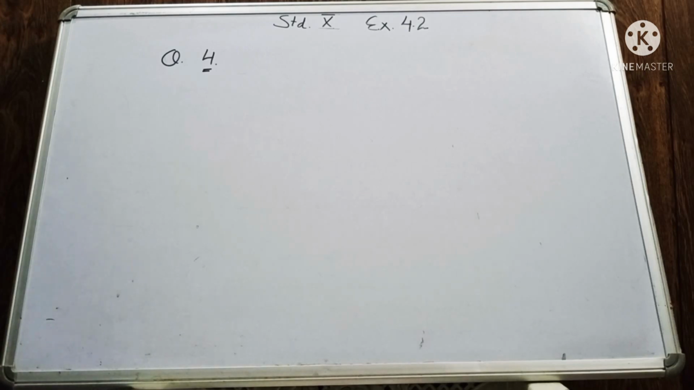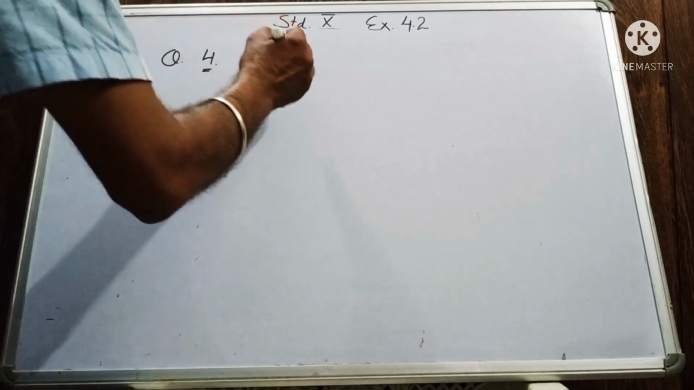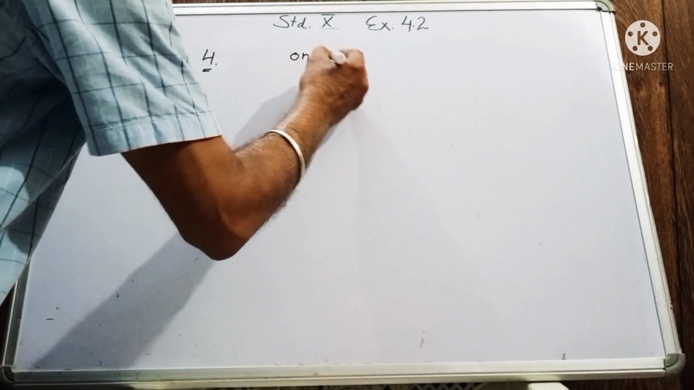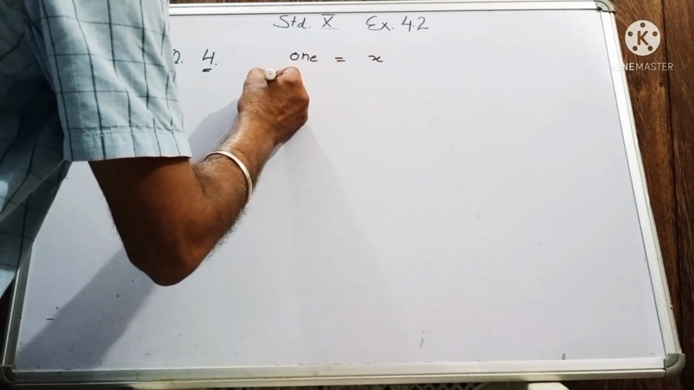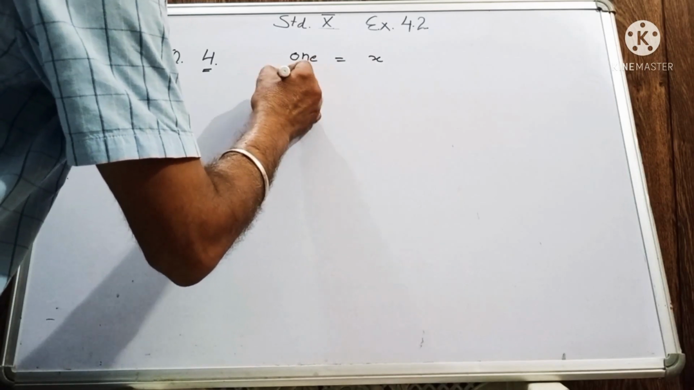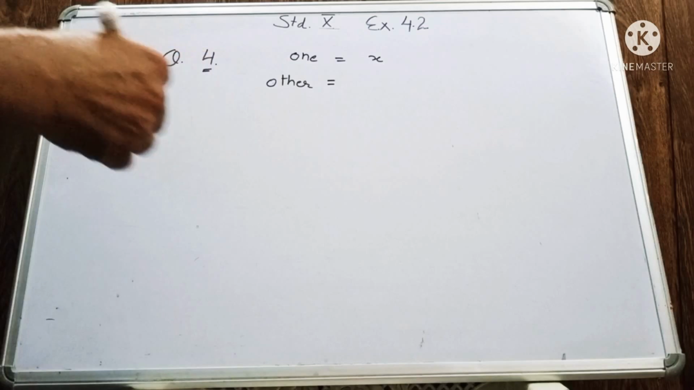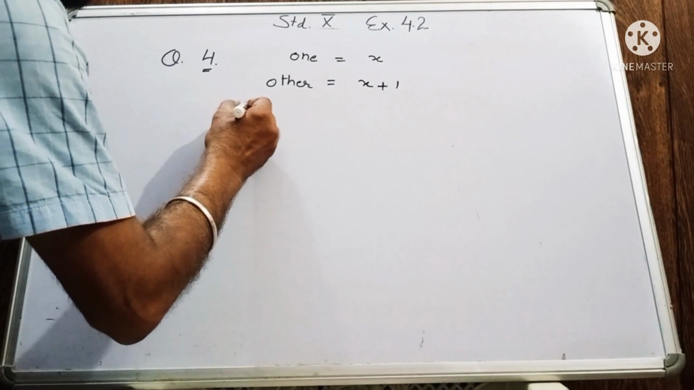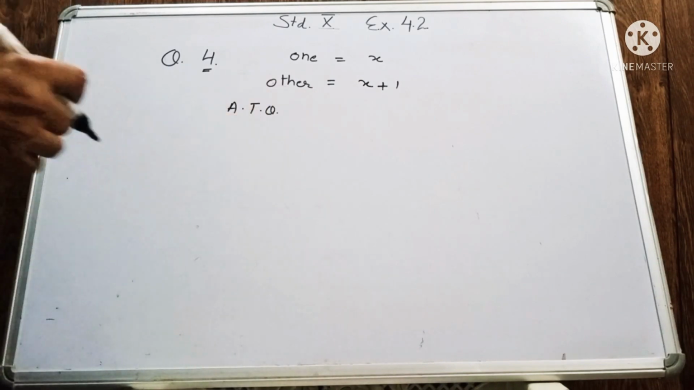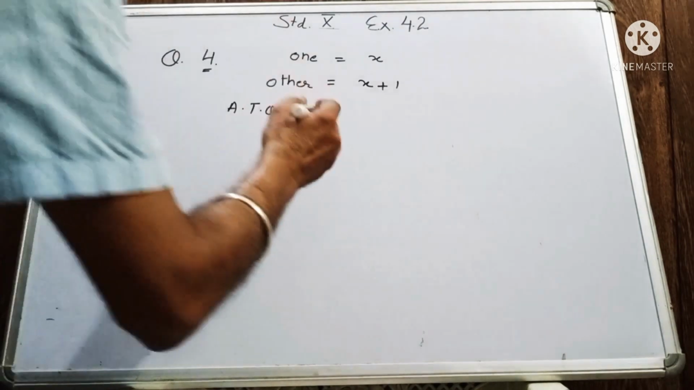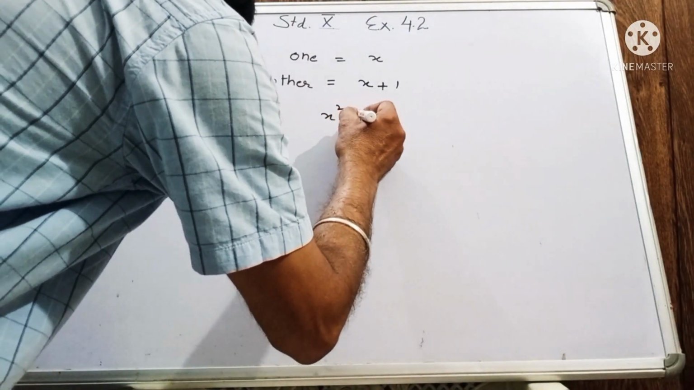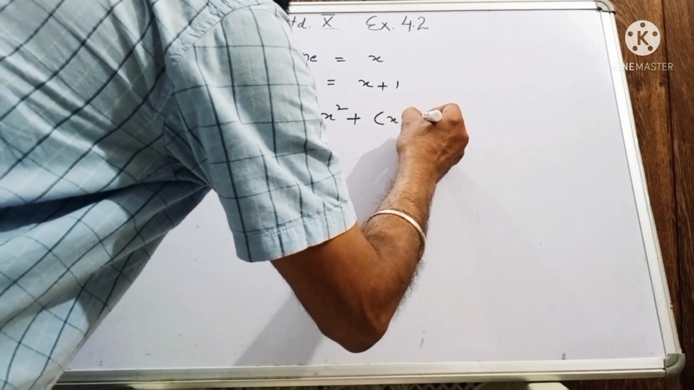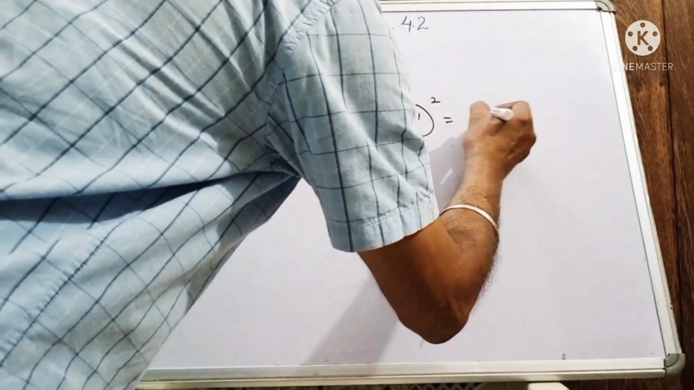Now we will do question number 4. Find two consecutive positive integers, sum of whose square is 365. When two consecutive positive integers are given, let one of them be x. Therefore, as it is consecutive, the other will be x plus 1 or x minus 1. Here I will take x plus 1. Now according to the question, sum of whose square is equal to 365, that is x square plus (x plus 1) square is equal to 365.